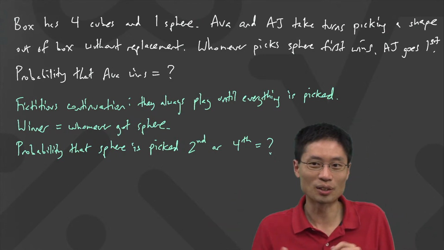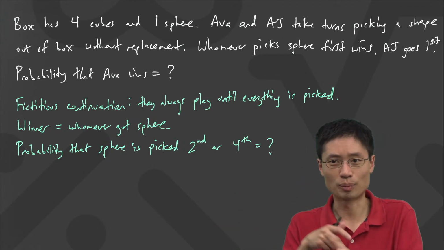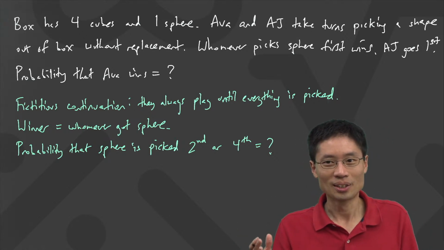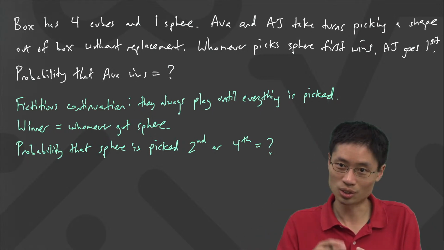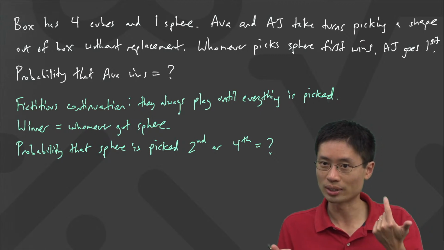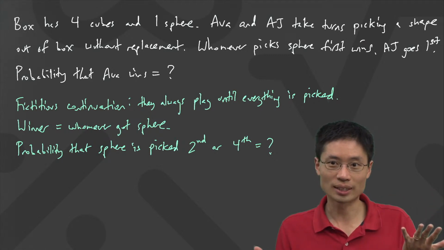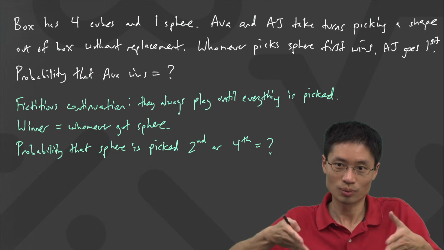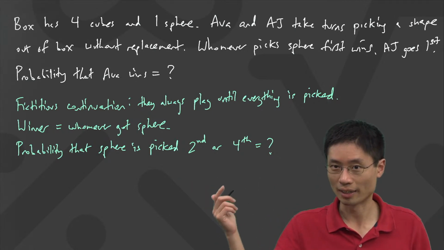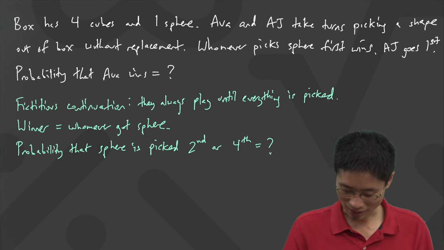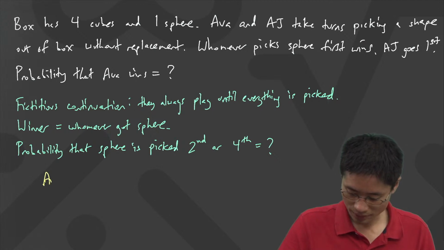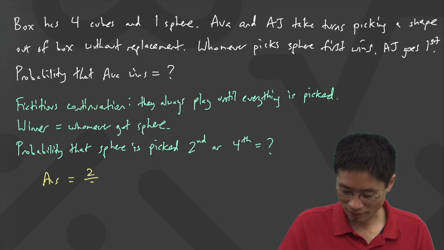Okay, so now I just have to know, if I've got these 5 things and they're being picked in some random order where all the orders are equally likely, what's the chance that the sphere ends up in position 2 or 4? There's only one sphere. By symmetry, it has equal chance of being in position 1, 2, 3, 4, and 5. So there are 2 of these turn numbers on which the sphere could be picked that cause Ava to win, out of 5 total. And so the answer is just 2 divided by 5.